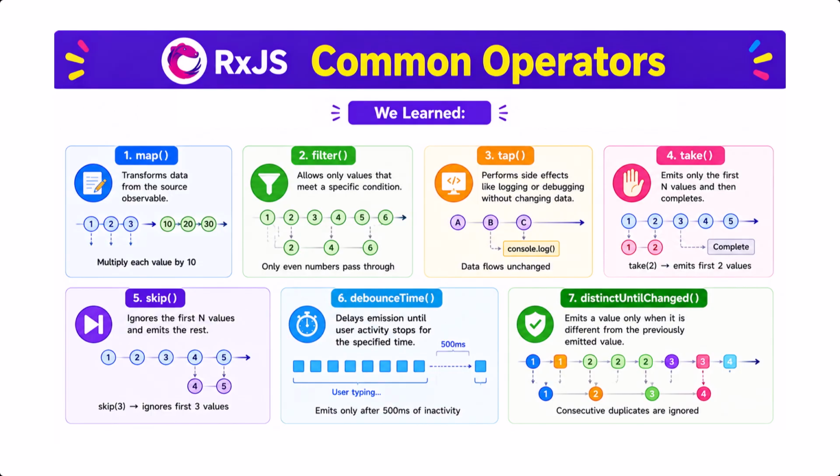As you have seen throughout this video, operators are what makes RxJS truly powerful. They allow us to transform, filter, control, and manage data streams in a clean and declarative way. These operators are heavily used in real-world applications, especially when working with forms, user input, API calls, search functionality, and asynchronous data. By understanding these operators, you are already building a strong foundation in RxJS.